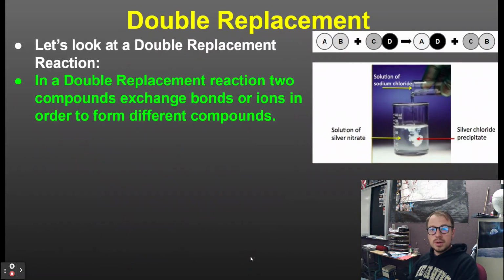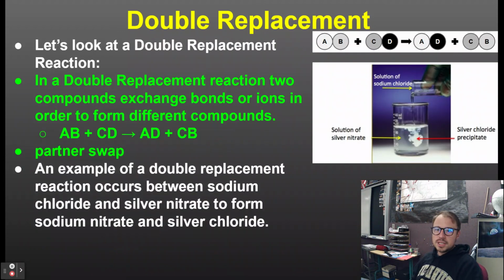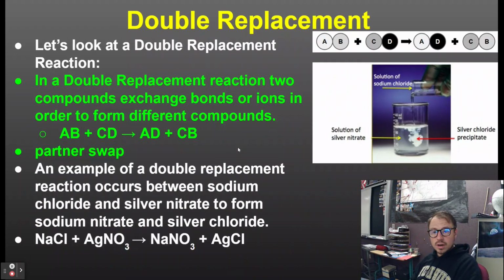All right, so now we have double replacement. In a double replacement reaction, 2 compounds exchange bonds or ions in order to form different compounds. So AB plus CD reacts to form AD plus CB. So it's a partner swap. This is like if it's a dance, notice AB are together, CD are together. Well, then they react. Now A and D are together, and C and B are together. So this one isn't that sad because you're just switching partners. An example of a double replacement reaction occurs between sodium chloride and silver nitrate to form sodium nitrate and silver chloride. So you can see that chemical equation there.